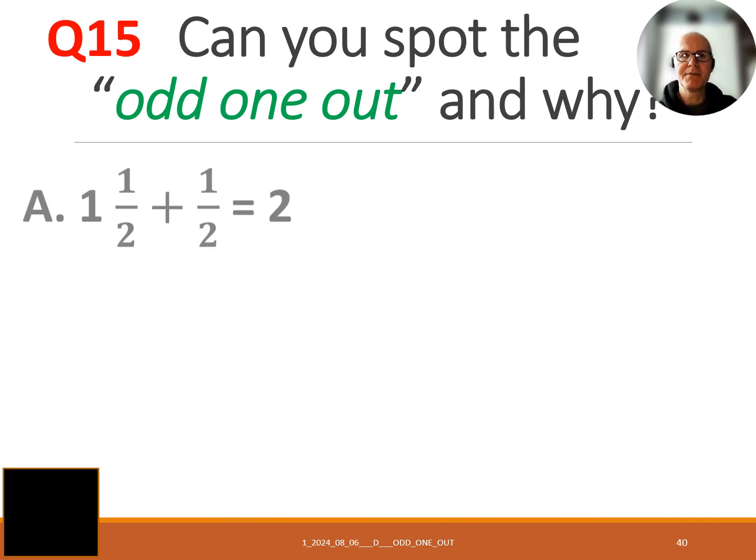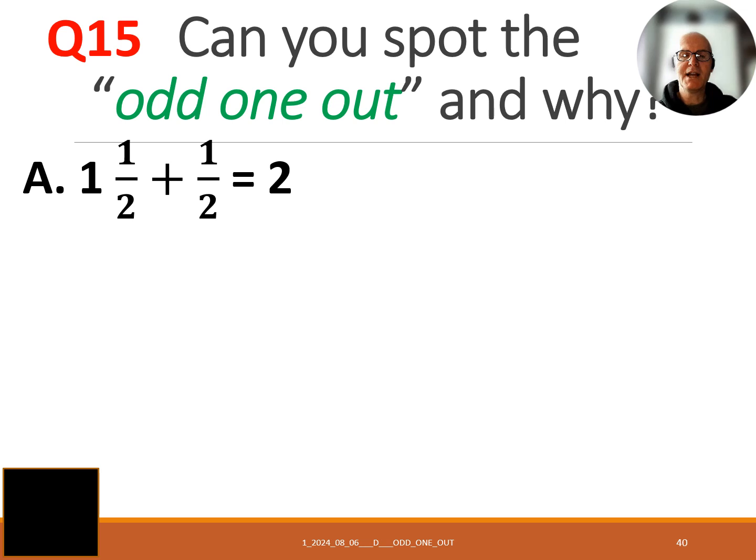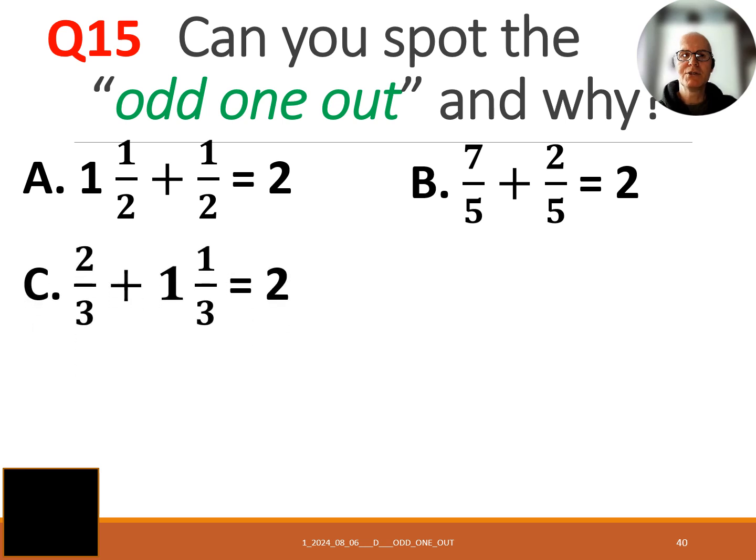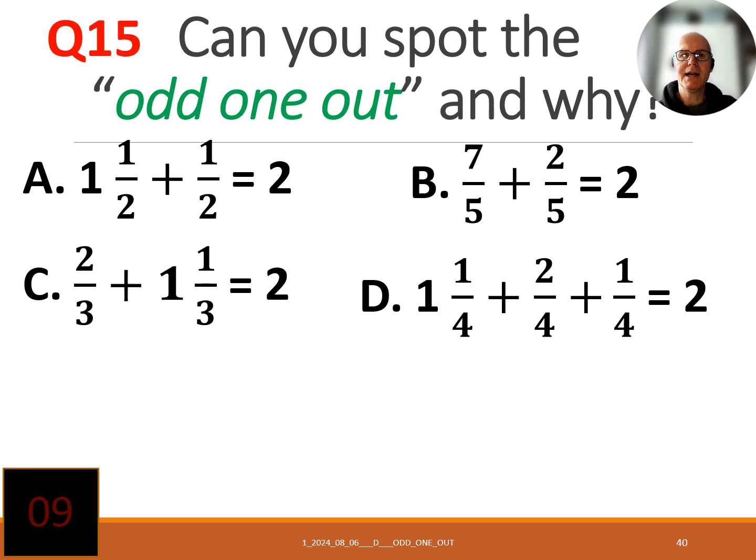Question 15. 1 1/2 plus 1/2 equals 2. 7/5 plus 2/5 equals 2. 2/3 plus 1 1/3 equals 2. And 1 1/4 plus 2/4 plus 1/4 equals 2. One of these formulas using fractions is incorrect. Which was the incorrect one?